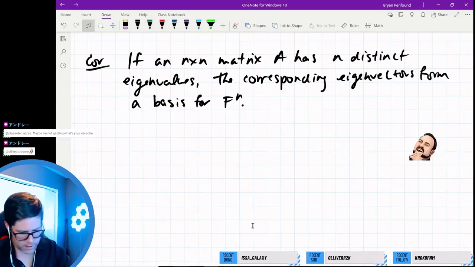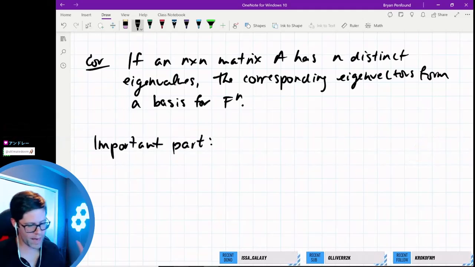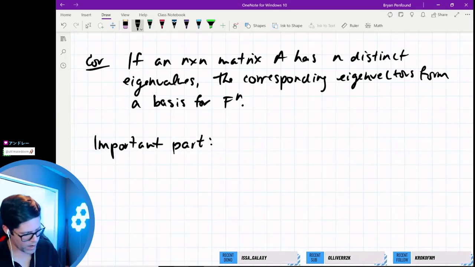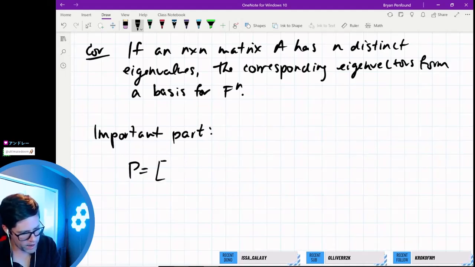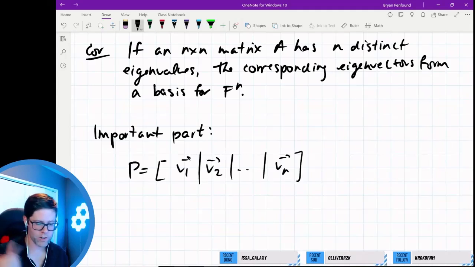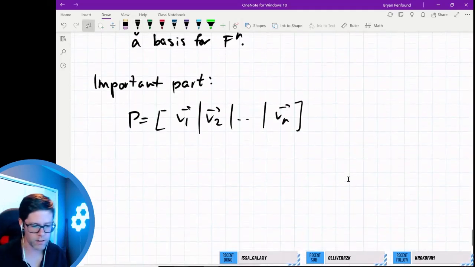All right, so this leads us to what I would consider the important part of the discussion. We have n linearly independent vectors, and we can arrange them into some kind of matrix. And this allows us to create an interesting change of basis matrix. So we can basically arrange all of these vectors as columns. And now we have this interesting change of basis matrix that's going to allow us to do a little bit of work with regards to the representation for our linear transformation.